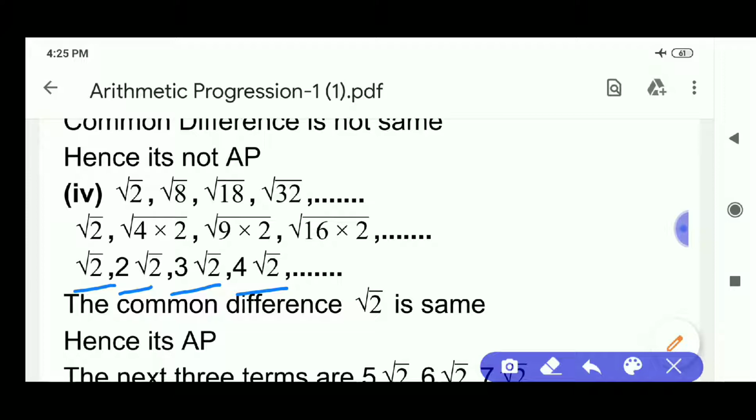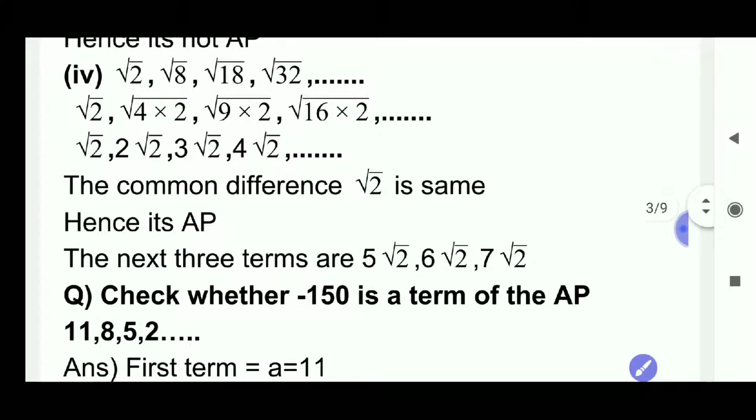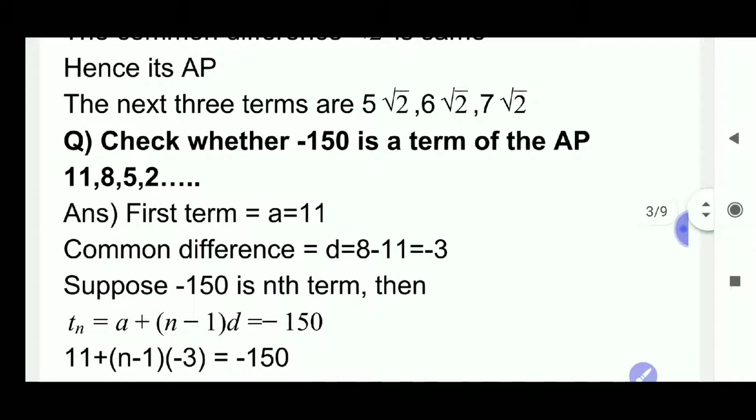So the common difference is root 2. It is the same, hence it is an arithmetic progression. The next terms, you know already, are 5 root 2, 6 root 2, 7 root 2. Now let us solve one more question.